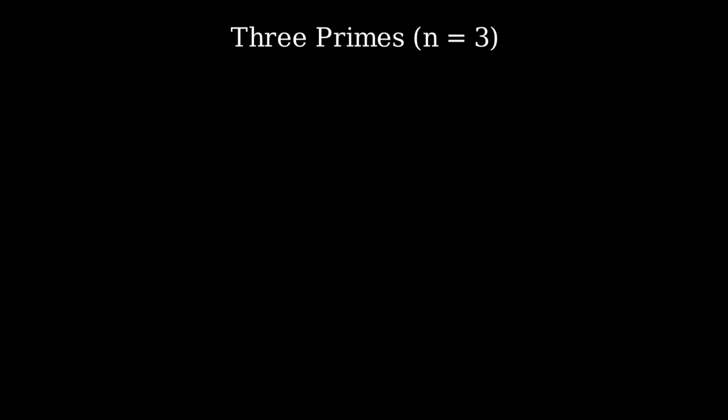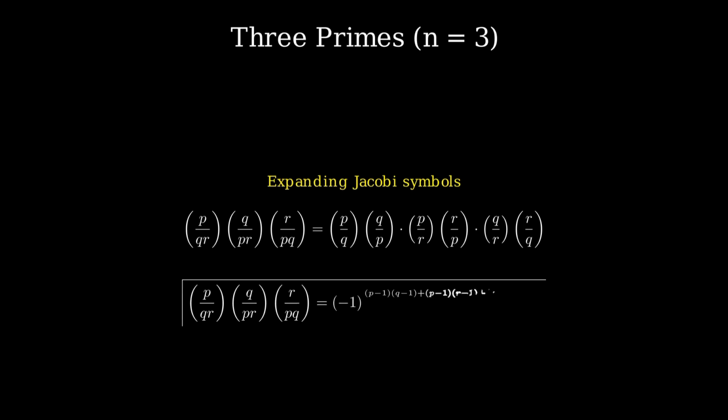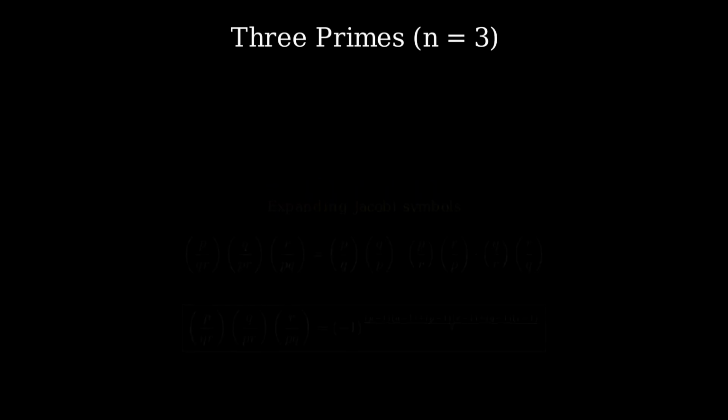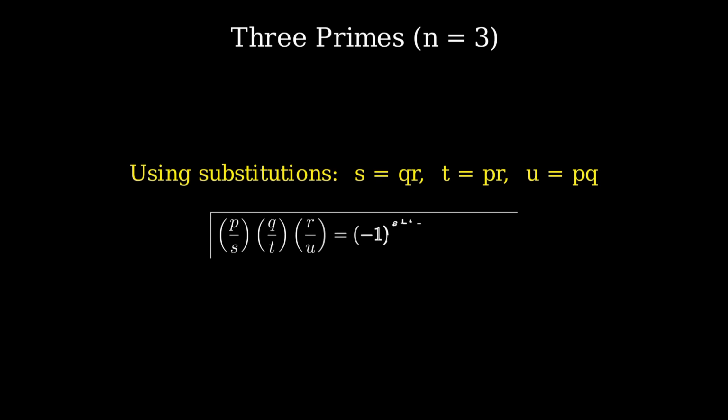When we expand the Jacobi symbols, we get products over all unordered pairs of the primes. After simplification, we see a clean exponent with terms like (p minus 1) times (q minus 1) plus (p minus 1) times (r minus 1), and so on, all divided by 4. Then, using substitutions like s equals q times r, t equals p times r, and u equals p times q, we arrive at a compact, elegant formula.